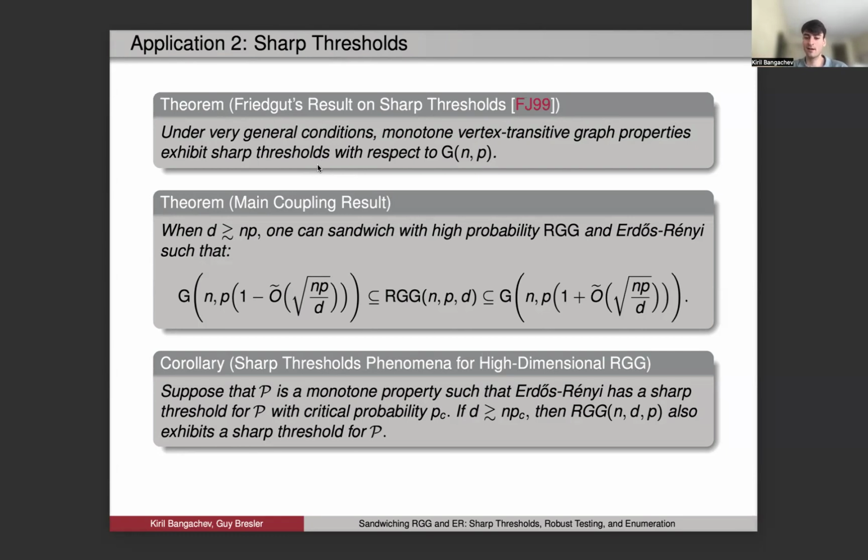And we know that this is a new result, so all prior work only shows sharp thresholds for random geometric graphs when the dimension is sublogarithmic. And it is a major open problem on random geometric graphs to establish under what conditions they exhibit a sharp threshold phenomenon.